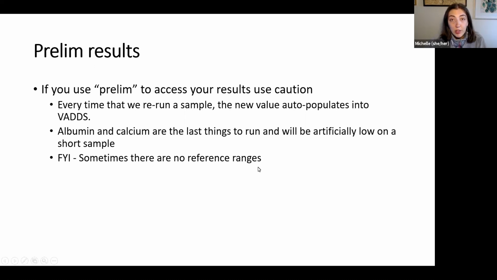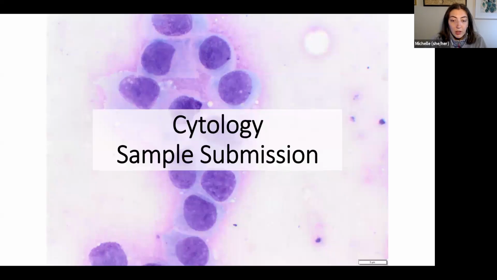And then sometimes there are no reference ranges. This is for certain species, or sometimes puppies or young animals won't have a reference interval. So it's difficult to put reference intervals in. Like you say, okay, well, I want to use reference intervals from a cow, even though this is a moose. It's difficult to actually put those reference intervals in VADS. It's just kind of finicky. But we're happy to give you that reference if you don't have one. We can give you what our bovine reference intervals are, for example. But just be aware of that.